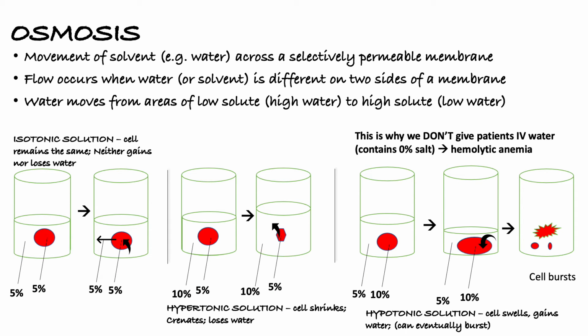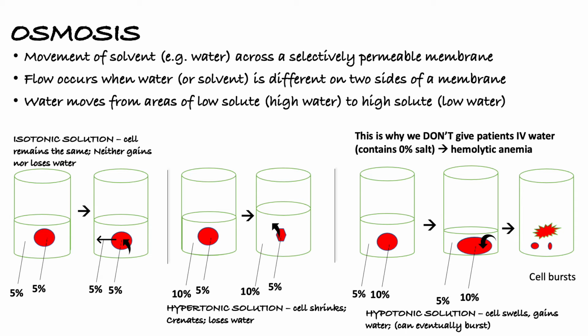The next one is going to be osmosis. Osmosis is the movement of solvent, and the universal solvent is water. No matter where you go in the world, if you want to dissolve something, the first thing they're going to recommend to you is water, right? So here, the only thing that's moving across the membrane is the solvent, and it has to be a selectively permeable membrane, just like the plasma membrane.